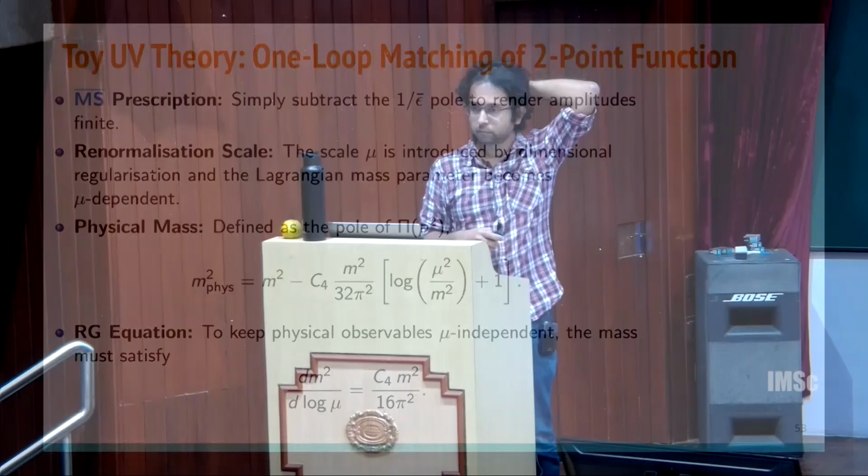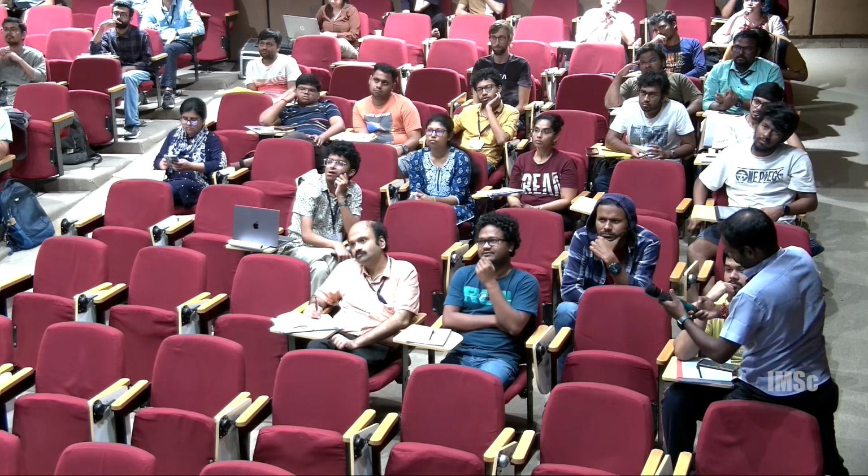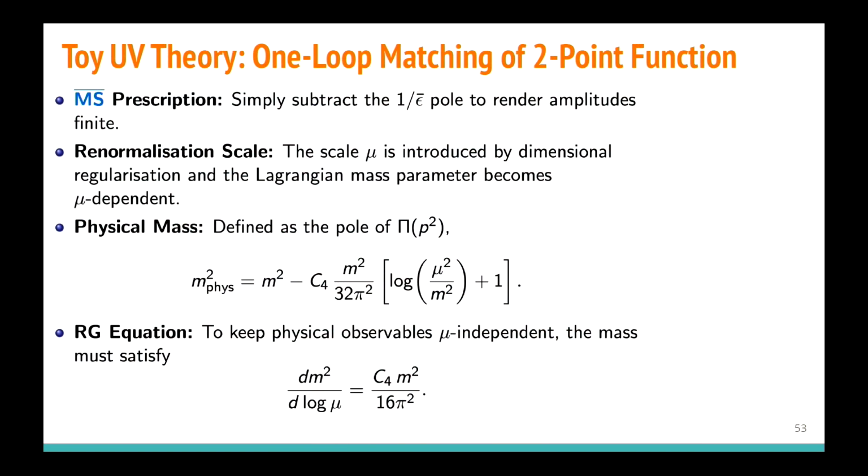The inverse of the propagator, so it will not be poles, it would be zeros of, did I write pole? Oh sorry, yeah, this should be the zeros of Pi of p squared. So this is how it would look like. So we will be able to write it like this.